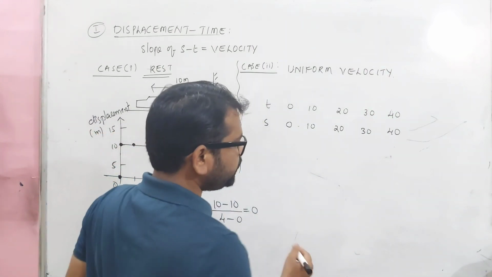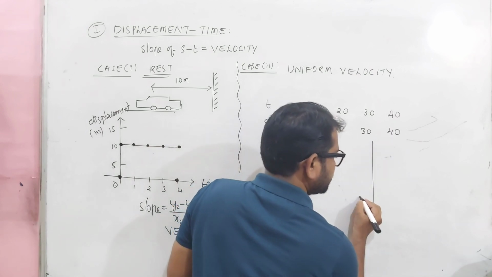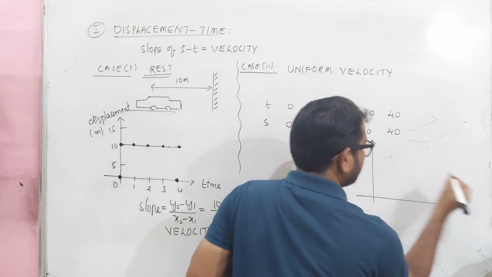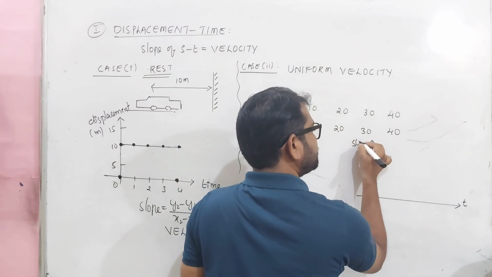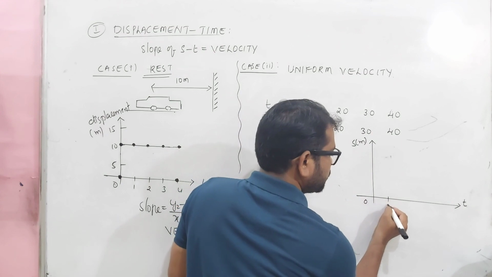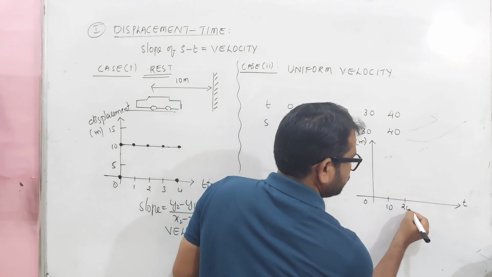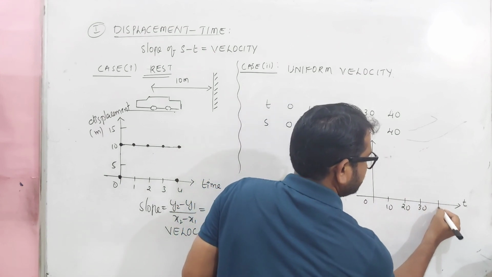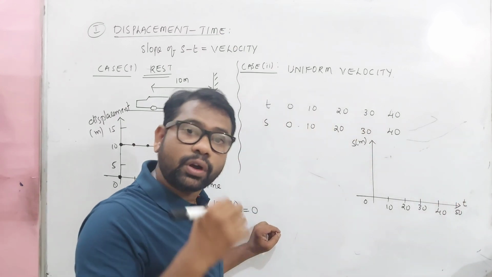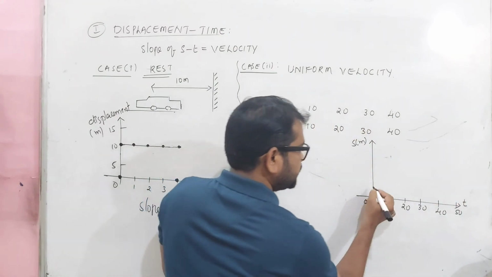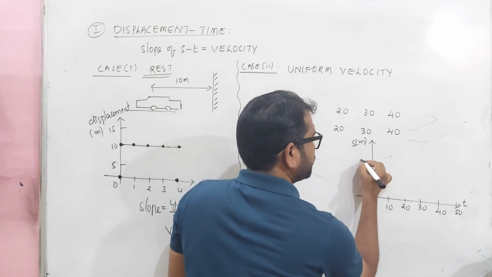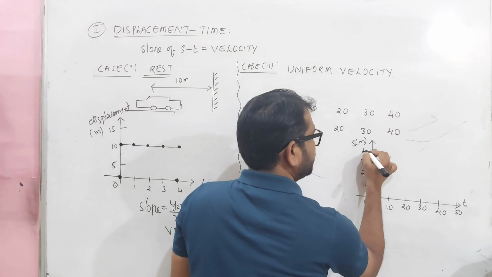Let us see. Children, here is a graph. On the x-axis we take time, and on the y-axis displacement, in meters. On the x-axis we have 0, 10, 20, 30, 40, and here 50. And for displacement on the y-axis, here is 10, 20, 30, and 40.